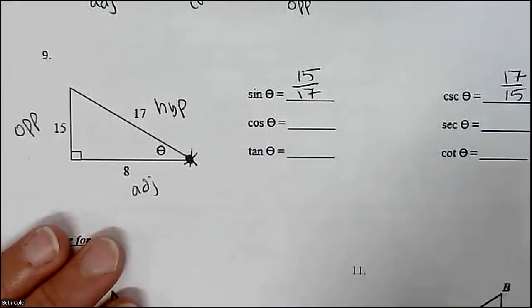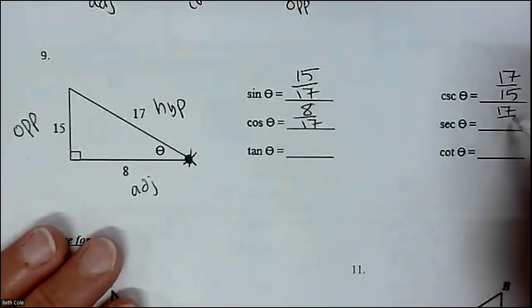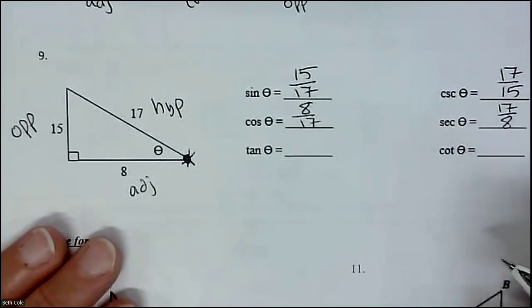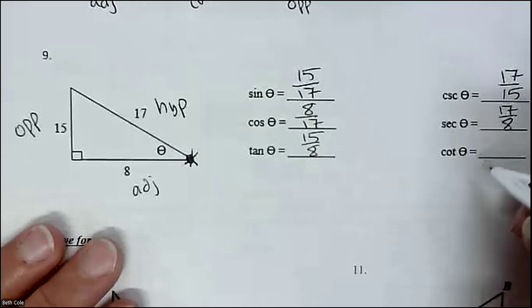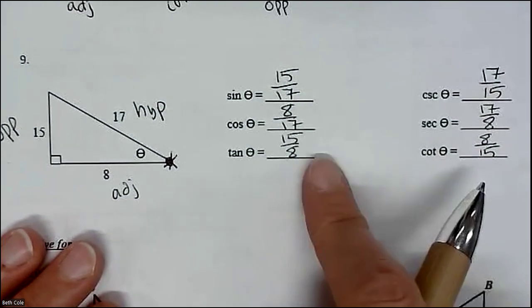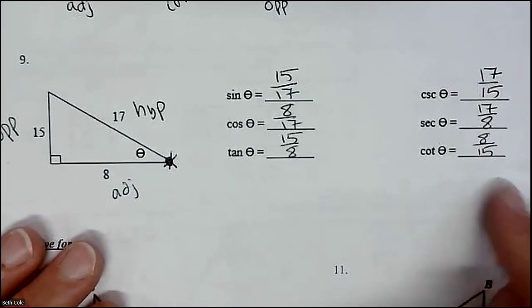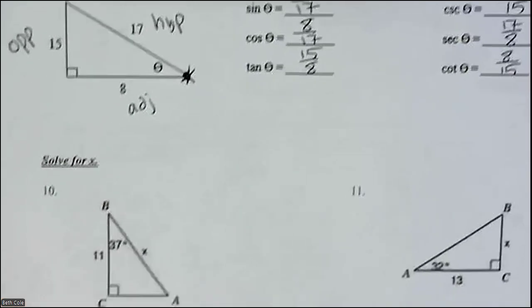Cosine is what over what? 8 over 17. So secant, 17 over 8. Beautiful. And then tangent, 15 over 8. Cotangent is 8 over 15. Boom. Now, sometimes if those have square roots in them, you have to rationalize and do stuff with the roots, but you know, that's essentially what it is.